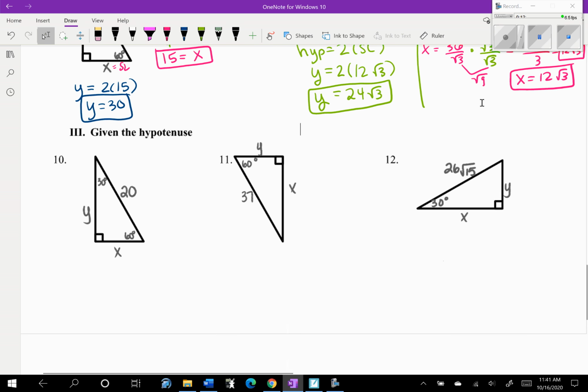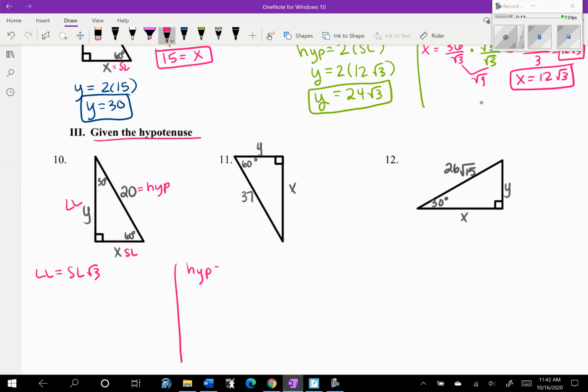So then the next part is going to be given the hypotenuse, solve for the other two side lengths. For this one, this is the short leg because it's across from 30, across from 60 is the long leg, and of course 20 then is the hypotenuse. So if we look at our formulas again, we have the long leg equals short leg times root 3. And then, of course, the other formula is the hypotenuse is equal to 2 times the short leg.